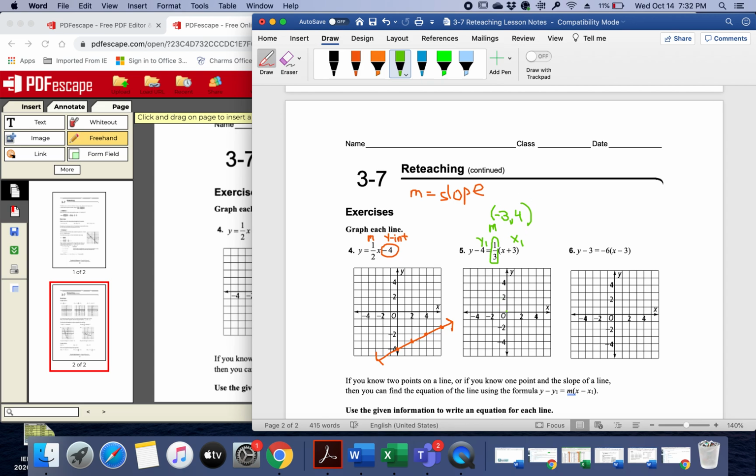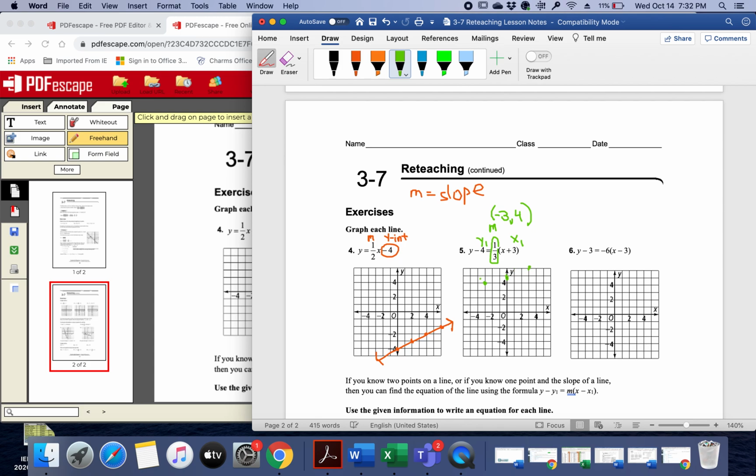Okay, so now graphing this line, I need to start with the point that I have, which is negative 3, 4. So I'm going to go negative 1, 2, 3, and up 1, 2, 3, 4. So this is my starting point. And then from there, I'm executing a slope of 1/3. Rise 1, run 3, right there. Again, rise 1 and run 1, 2, 3, right there.